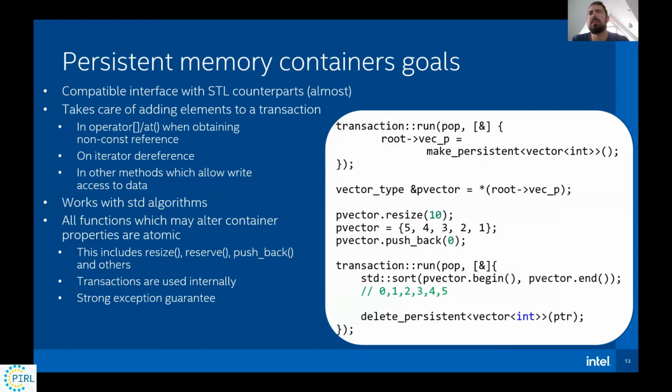And in this code snippet, you can see a basic persistent vector usage example. The allocation must be called in a transaction. And after that, you can use it almost like a volatile vector from the standard library. All methods which may alter container properties use transactions internally and guarantee atomicity and strong exception safety. And now Igor will describe specific containers and will talk about the implementation details.